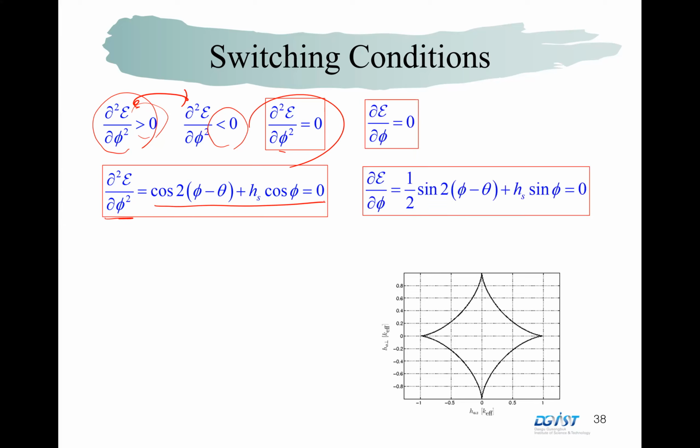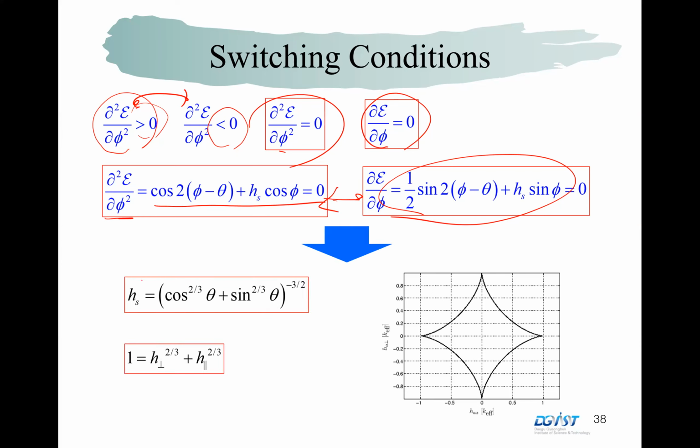And from here, we also need the energy minimization condition. So we have two equations and two unknowns. Combining these two equations, we can obtain this result. Here, theta is the direction of magnetization, and Hs is the given constant.